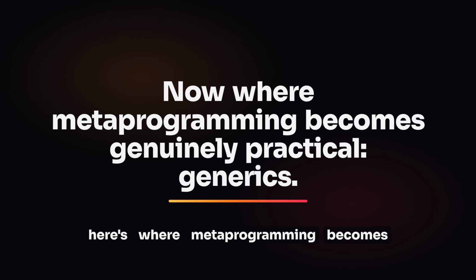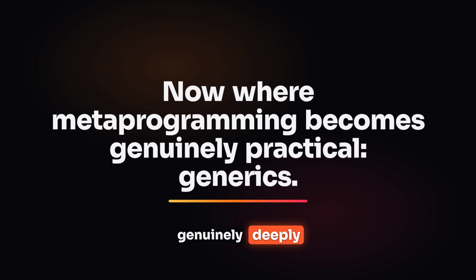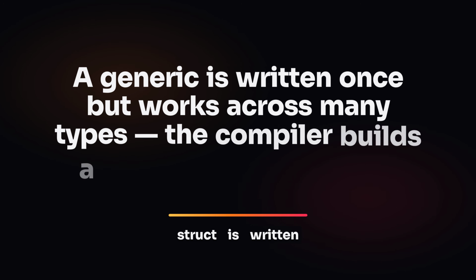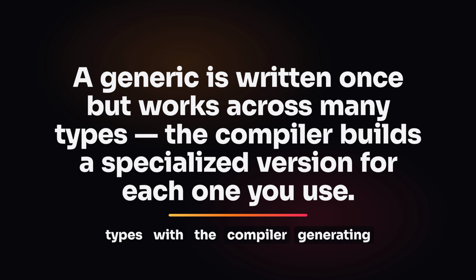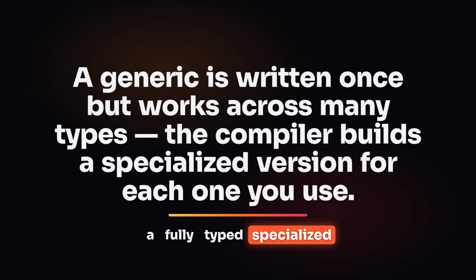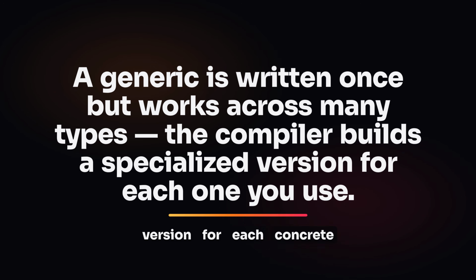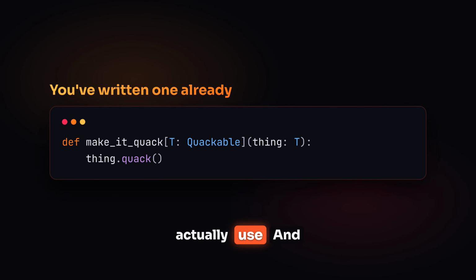And here's where metaprogramming becomes genuinely daily practical: generics. What is a generic? A generic function or a struct is written once but works across many different types, with the compiler generating a fully typed specialized version for each concrete type you will ever actually use.